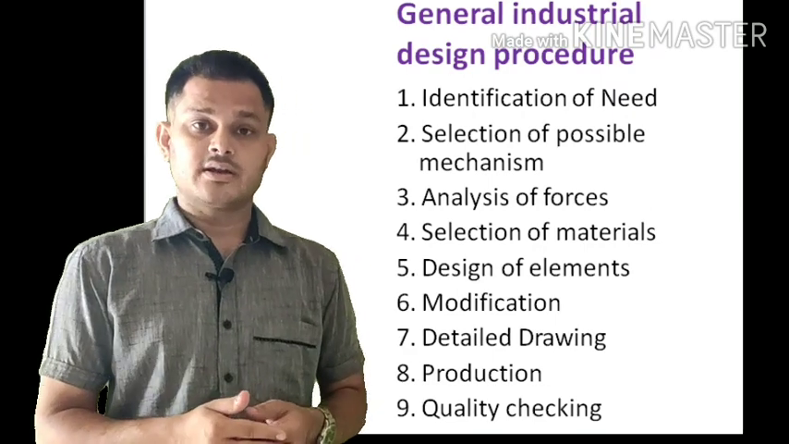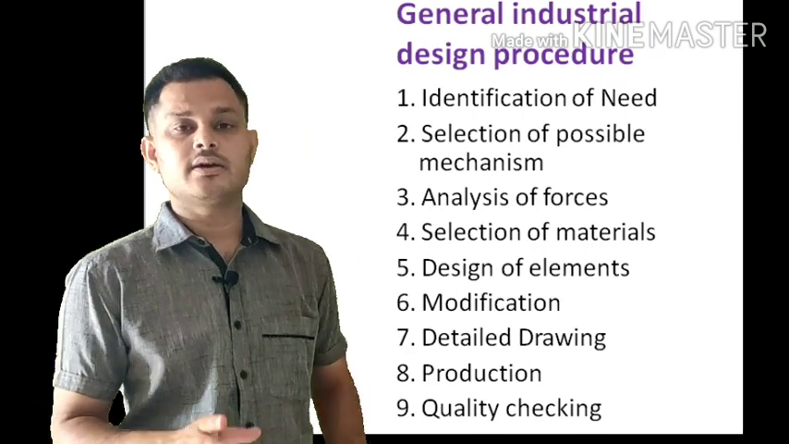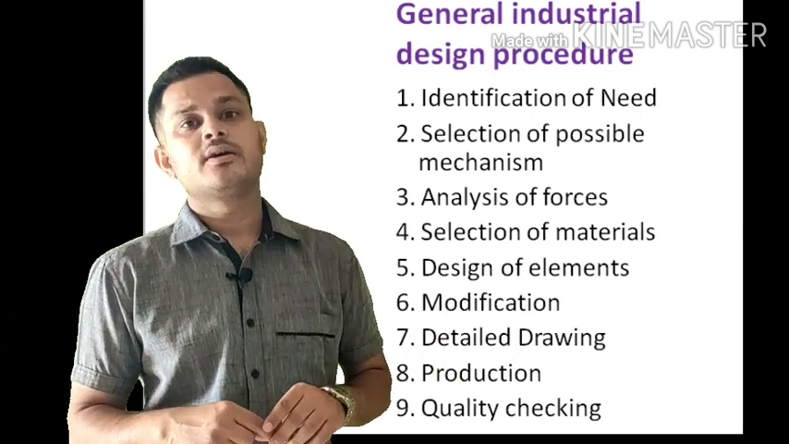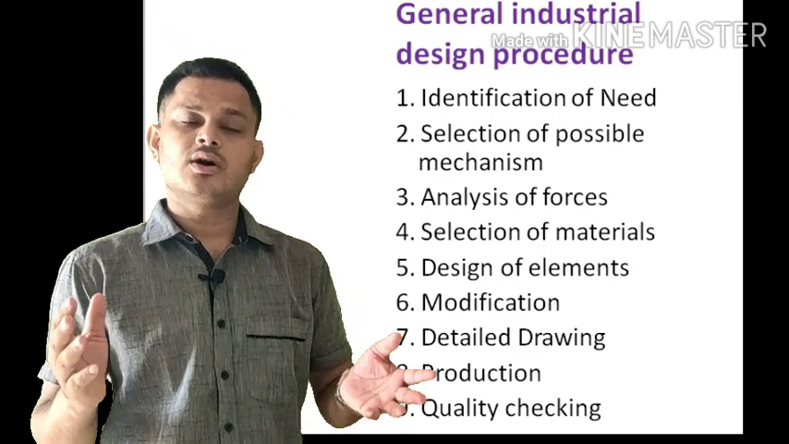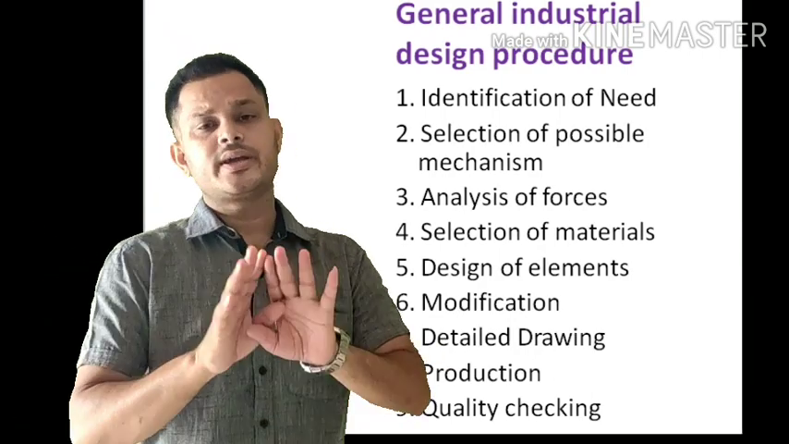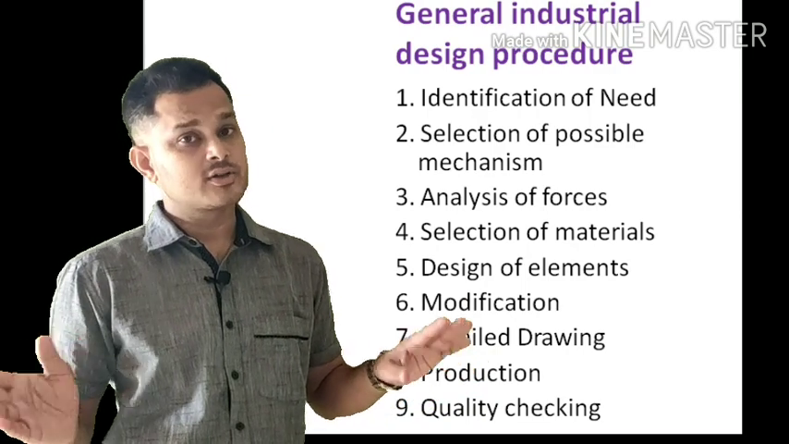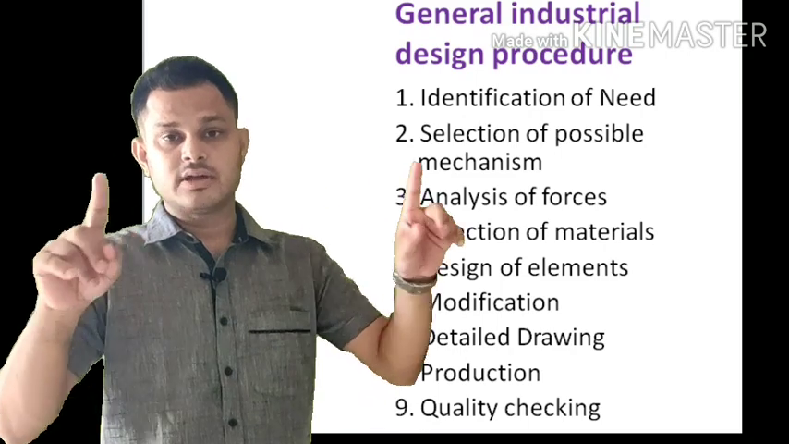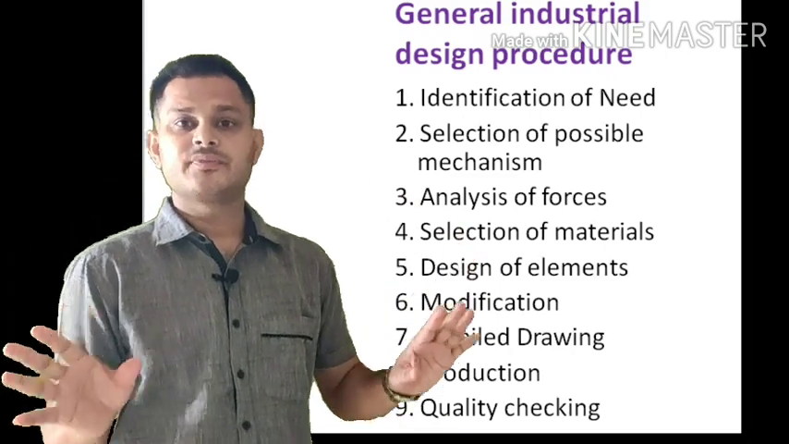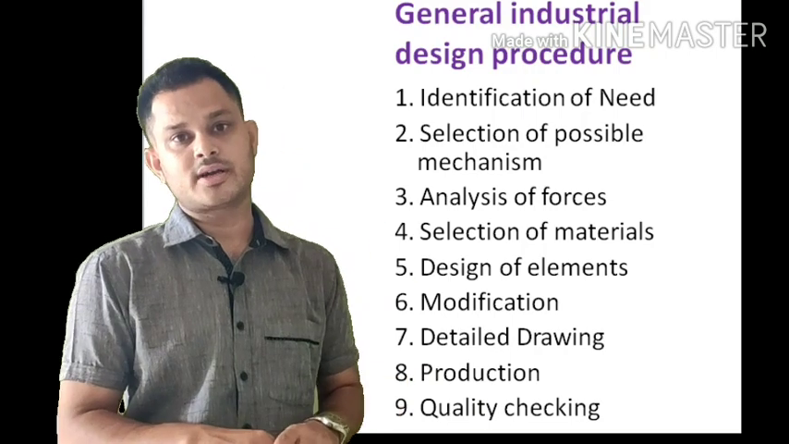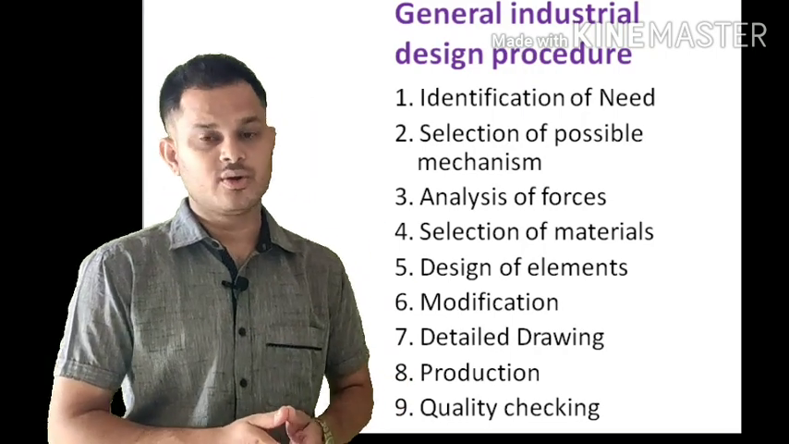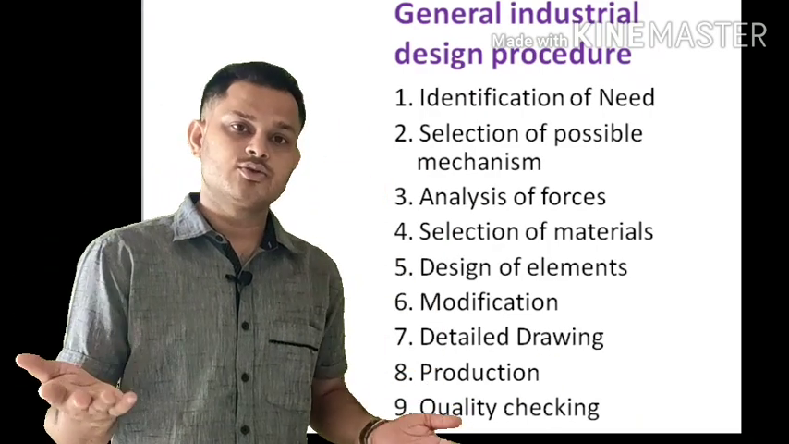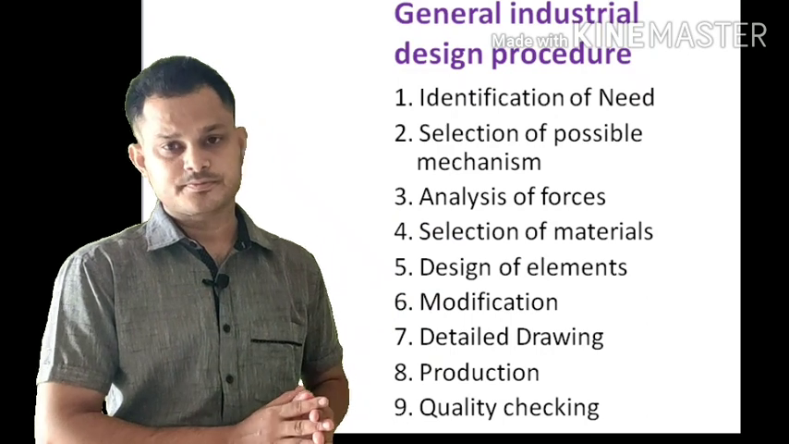Then we go for modification. Modification means that when different elements are designed, if we feel that we need to change something, we can modify at this stage, because later on the next step is detailed drawing. When everything is considered perfect, we go for detailed drawing of the product so that it can be sent to the shop floor, and hence the next step is production. When the detailed drawing is ready, it is sent to the shop floor for production of the product.